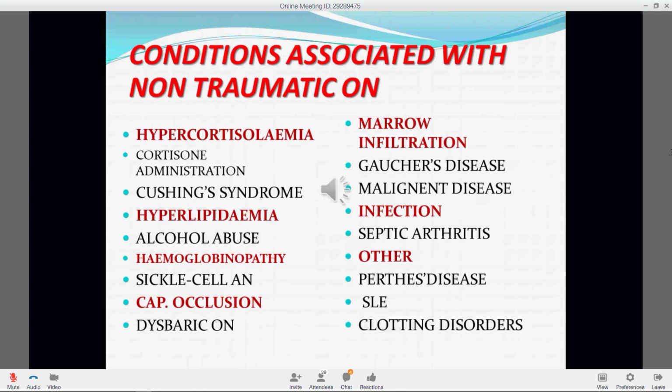Conditions associated with non-traumatic osteonecrosis: hypercortisolemia due to cortisone administration or Cushing syndrome, hyperlipidemia, alcohol abuse, hemoglobinopathies, sickle cell anemia, capillary occlusion, dysbaric osteonecrosis, marrow inflammation and marrow infiltration like Gaucher disease, malignant disease, infection, and other conditions like Perthes disease, SLE, and clotting disorders.